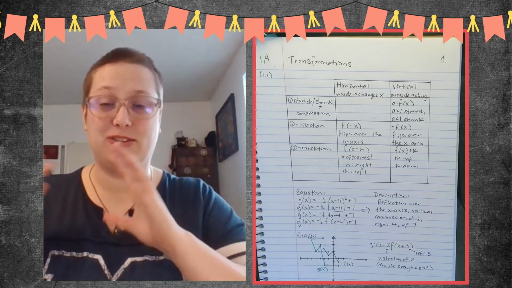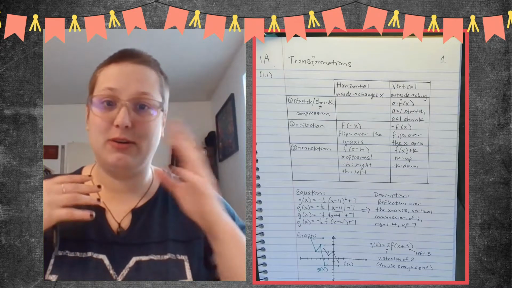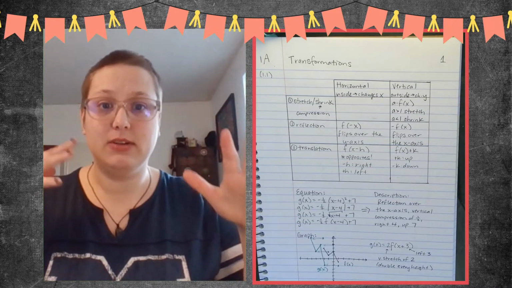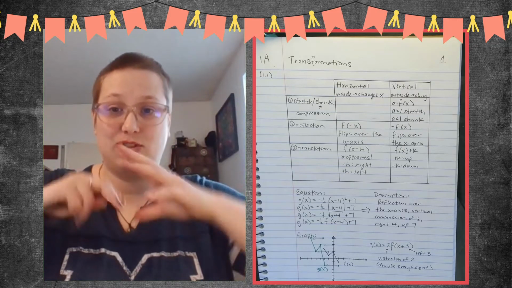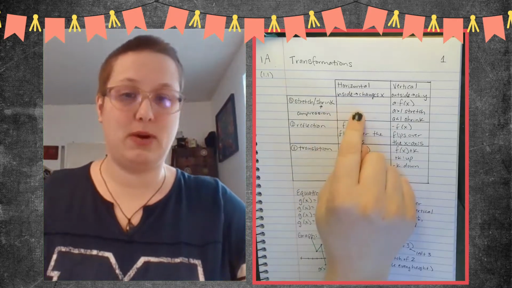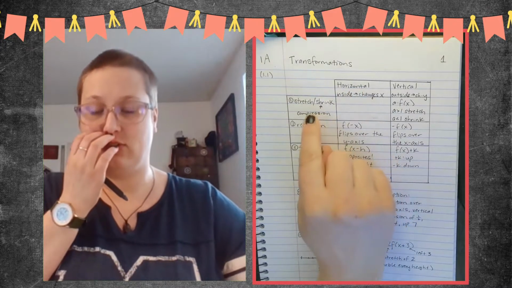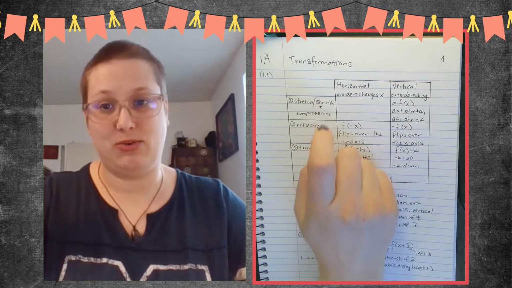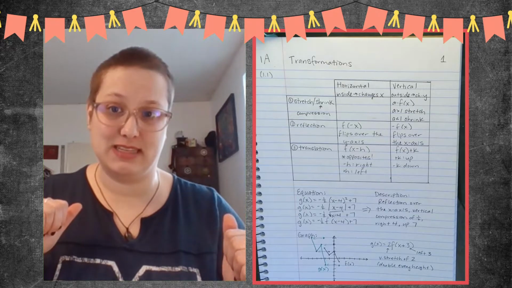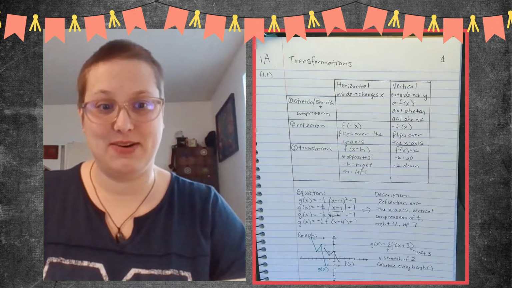So I give you some sort of parent function shape and you can move it. You can move it left and right, up and down. You can flip it over. You can stretch it out or shrink it down. The only one we haven't done is a horizontal stretch or shrink, and that's because it's backwards from what you'd think, just like half of Algebra 2 is. You know how it goes.